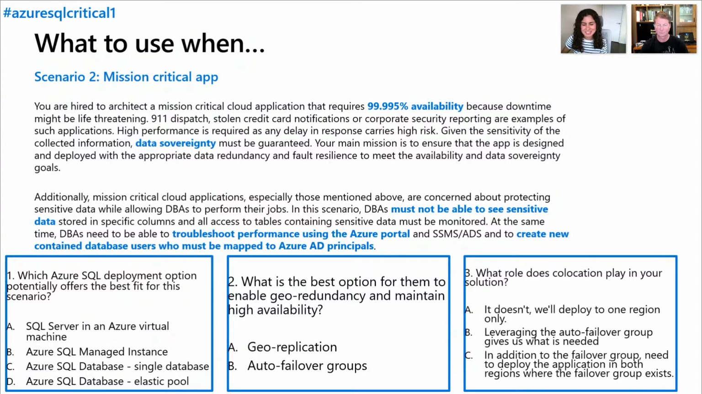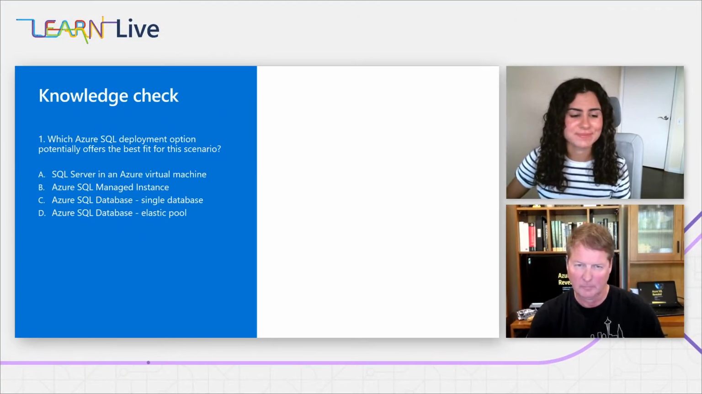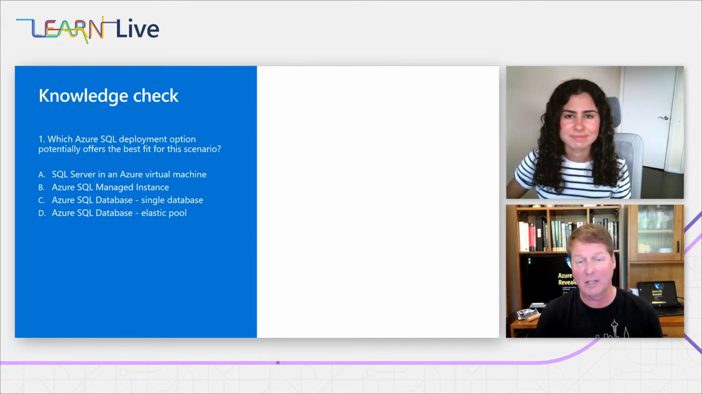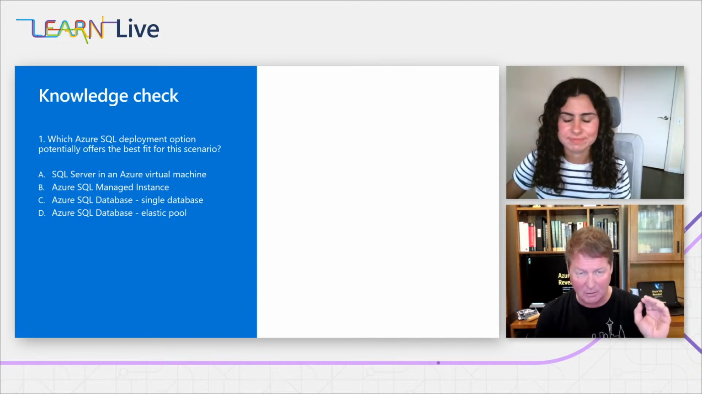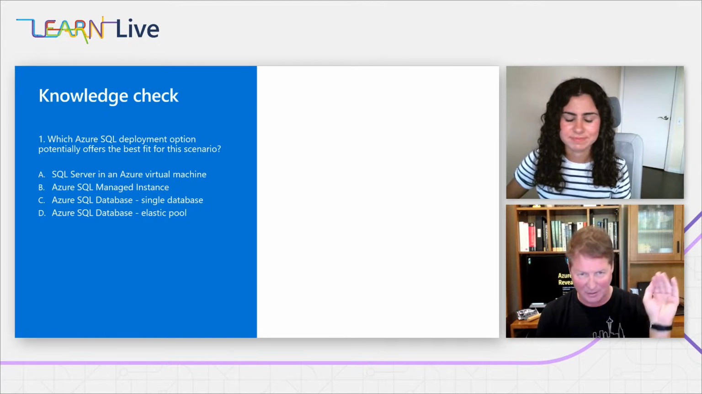Okay, let's go ahead and take a look at this first question, which is which Azure SQL deployment option potentially offers the best fit for the solution? Bob, can you take us through that? Sure. It's going to come right down to that 4.5 nines right out of the gate, right? And while in A, you might be able to find a way to do that, we don't have an SLA for that. So you can't do A, right? And B, you can't do that either. There is no SLA for that.